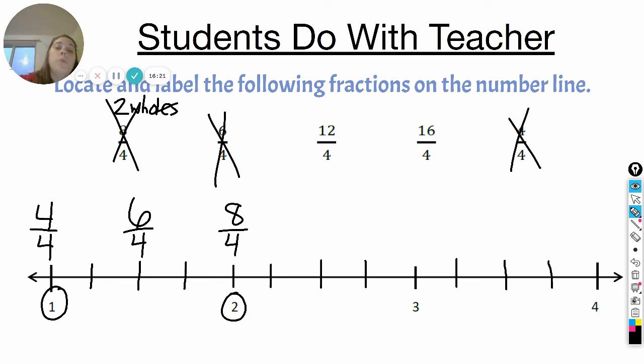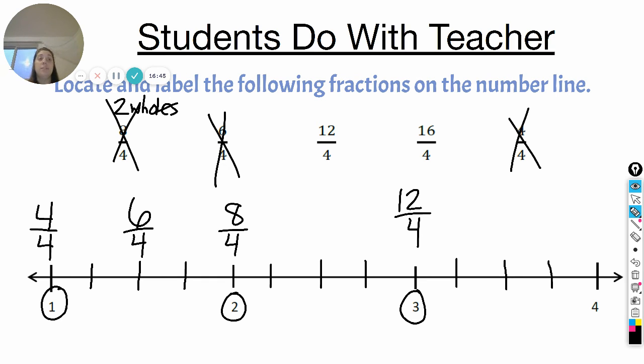Okay, next I'm going to do 12/4. I already have an 8 here, so I'm going to just start at 8 and keep counting. 8, 9, 10, 11, 12. So right on this 3 line is 12/4. Well, that must mean that 12 divided by 4 equals 3.